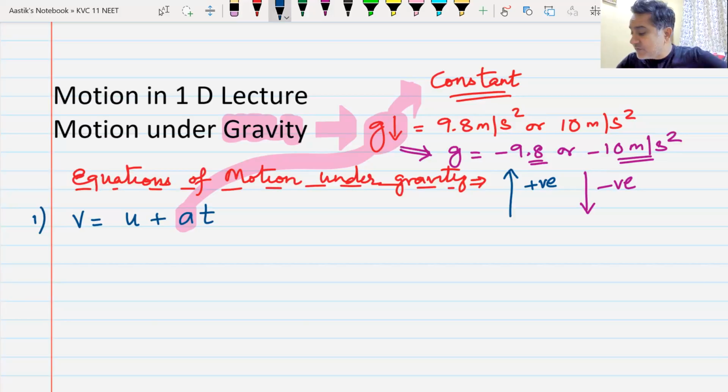Okay, that was the first equation. Can you tell me what would be the second equation?